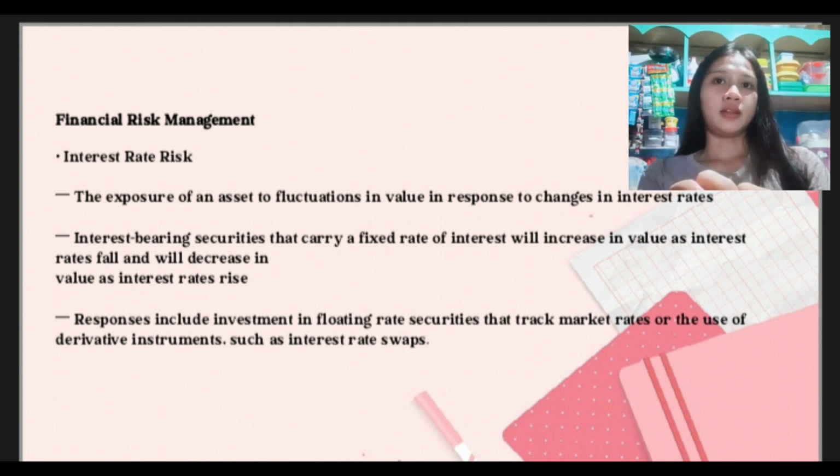Financial risk management, there is interest rate risk. First, the exposure of an asset to fluctuations in value in response to changes in interest rates. Second, interest-bearing securities that carry a fixed rate of interest will increase in value as interest rates fall and will decrease in value as interest rates rise. Third, responses include investment in floating rate securities that track market rates or the use of prescribed instruments such as interest rate swaps.